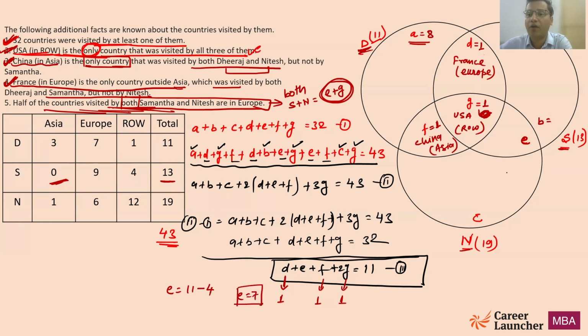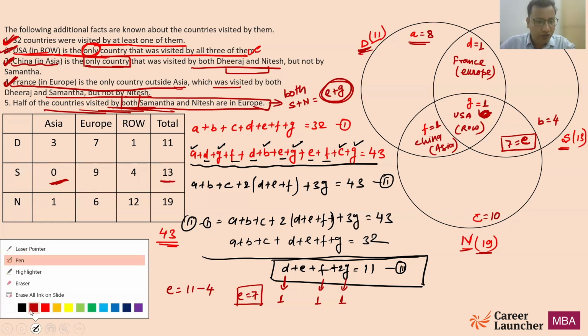Now we got E is equal to 7. A very important piece of information that we got, that E is equal to 7. Very, very important, right? Now we can get the value of B. So S total is 13. This is 7 plus 1, 8, 8 plus 1, 9. So B has to be 4, right? Similarly, C, as a total for Nitesh, this circle has to be 19. So this is 7 plus 1, 8, 8 plus 1, 9. So C has to be 10. I think this much is clear to everyone.